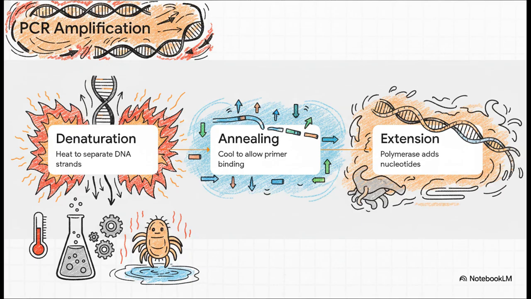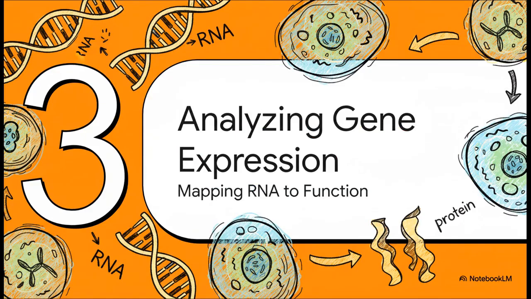But wait, what if you only have a minuscule, barely there trace of a target gene? Enter PCR, the polymerase chain reaction. The PCR cycle of denaturation, annealing, and extension gives us exponential amplification. But the absolute unsung hero here is Taq polymerase. See, a standard human DNA polymerase would permanently denature at the 95 degrees Celsius heat needed to separate those DNA strands. But Taq polymerase? It comes from Thermus aquaticus, a bacterium that literally lives in boiling hot springs. It thrives in that heat, which allows our automated reaction to churn out billions of copies in just a few hours.